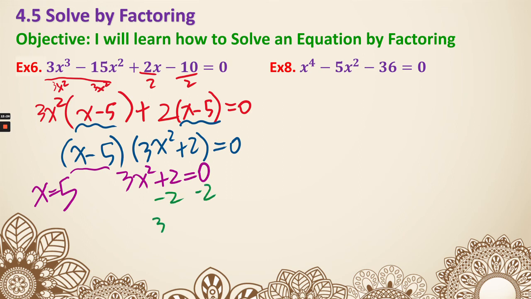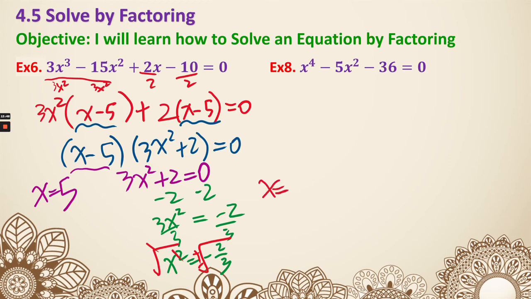So we got 3x squared equals negative 2. Then we're going to need to divide both sides by 3. So we have x squared equals negative 2 over 3. Now we are going to need to square root both sides, plus minus. So this is the tricky thing. We're dealing with square root of negative 2 over 3.